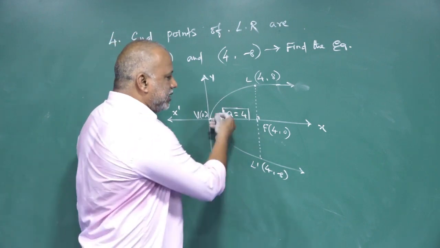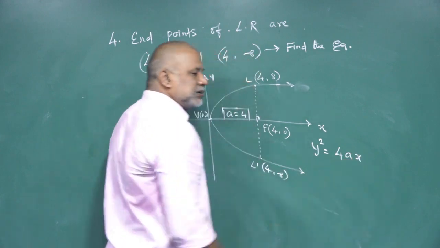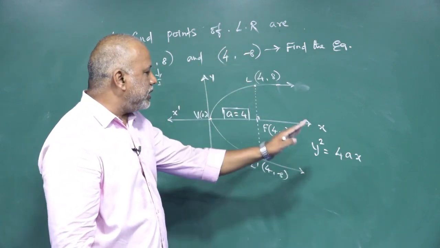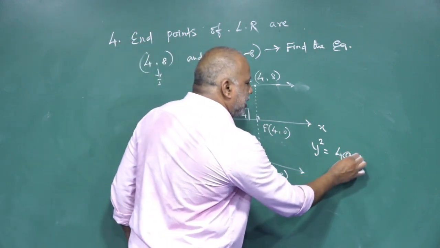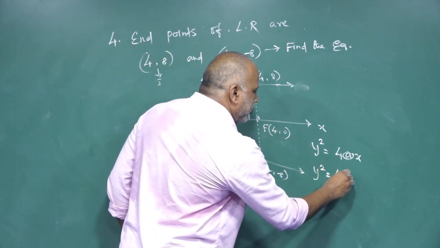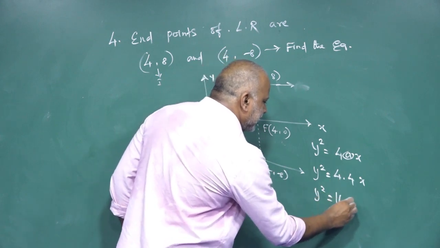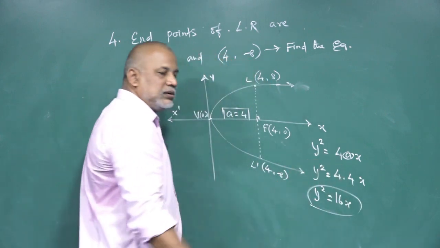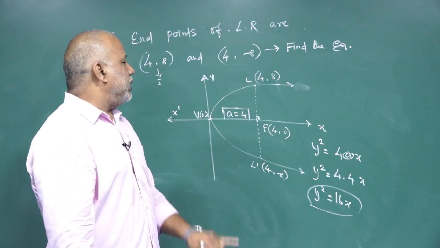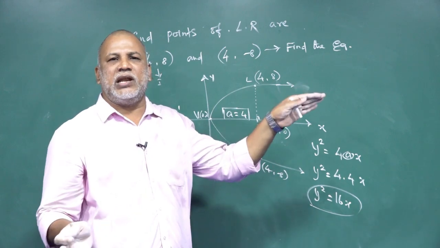Now we can justify what the type is. Type number 1, y squared equals 4ax. Directly we cannot get the value, but here the value of a must be 4. Therefore y squared equals 4 into 4 into x. So y squared equals 16x. That's all. Simplest way. If you understand the logic, there is no need to work out very long steps.